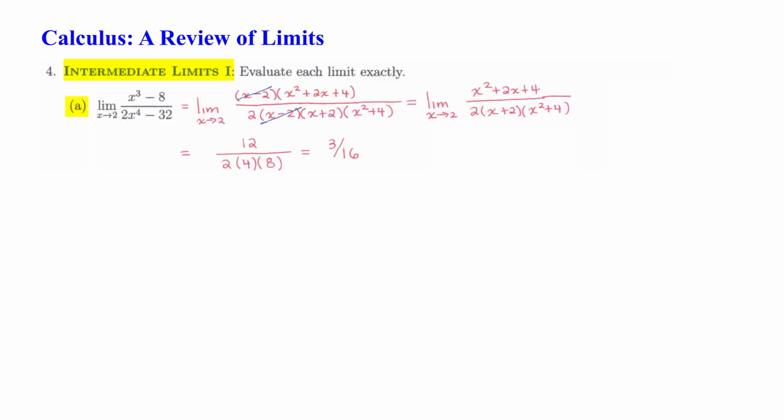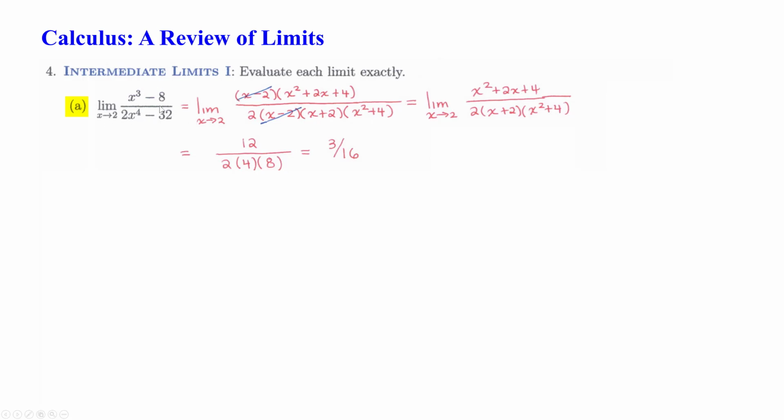Slightly more in the next one, I call it an intermediate limit only because you have to factor the numerator and the denominator using the difference of cubes and the difference of squares. First, let's catch up and see why we need to factor again.